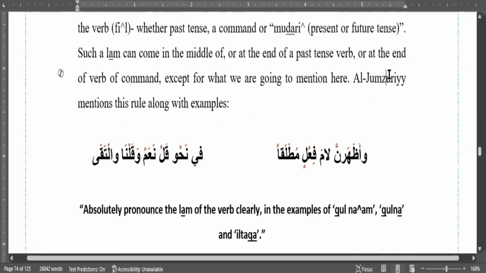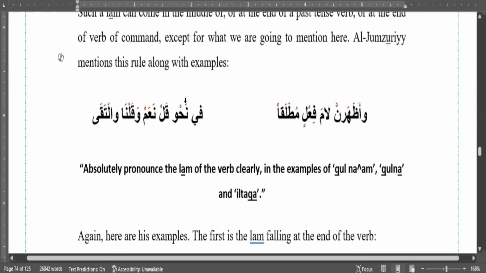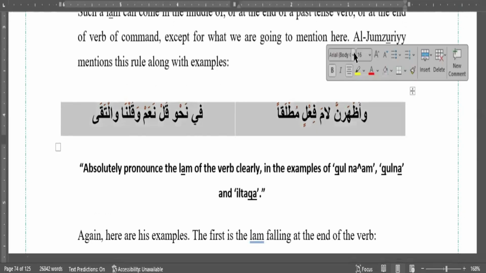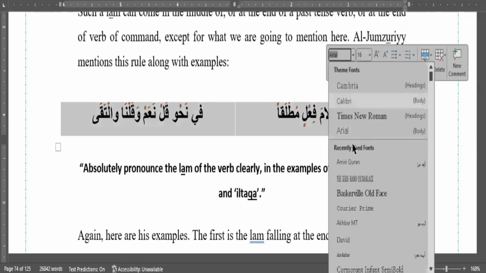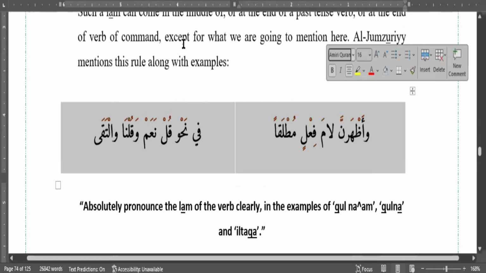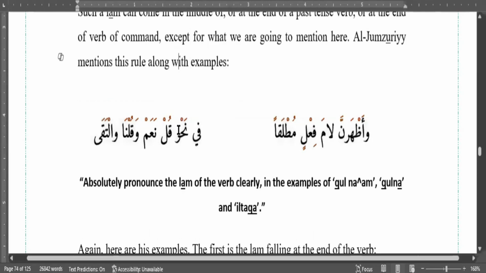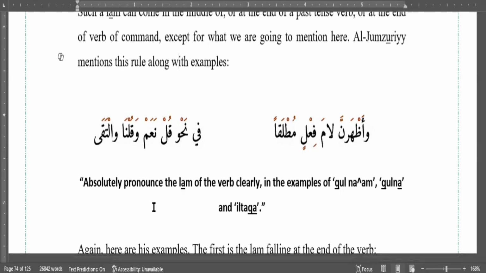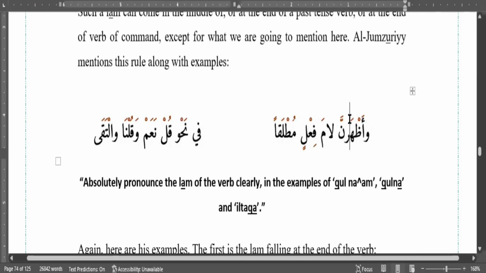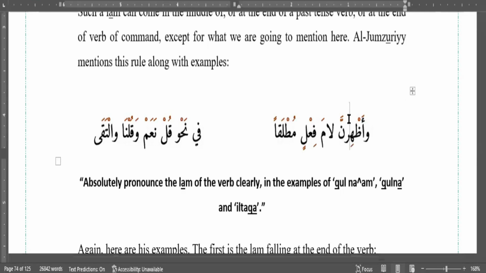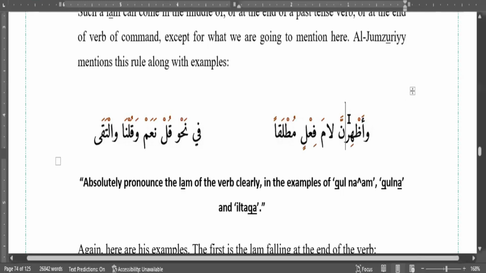Al-Jazariyyah mentions this rule along with examples. So he says, وَأَظْهِرَنَّ لَامَ فِعْلٍ مُطْلَقًا في نحو قل نعم وقلنا والتقى. Absolutely pronounce the lam of the verb clearly. وَأَظْهِرَنَّ يعني manifest. أظهرن. This should be kasra on the ha. Fatha is on the ra.